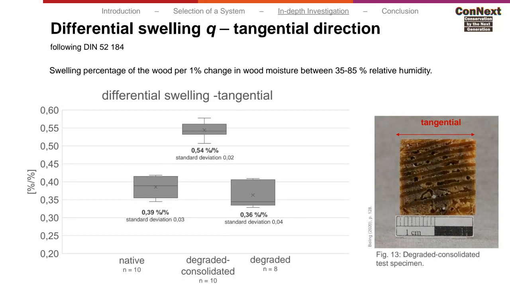But if you look in the center of the box plot, you will notice the degraded consolidated wood has an elevated level of differential swelling. That means the swelling is a bit higher. The reason for this may be that the epoxy resin is hygroscopic because of its chemical properties. But it also demonstrates that the epoxy resin stayed elastic after curing, allowing swelling and shrinkage movements of the consolidated wood.